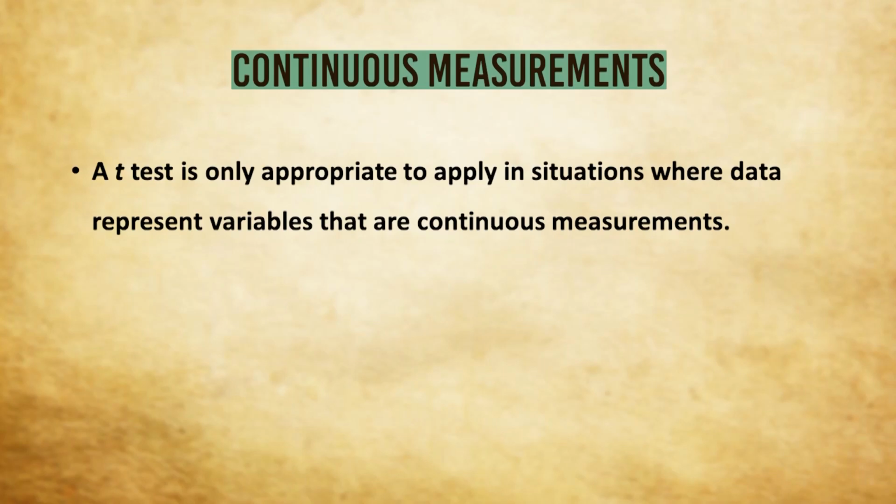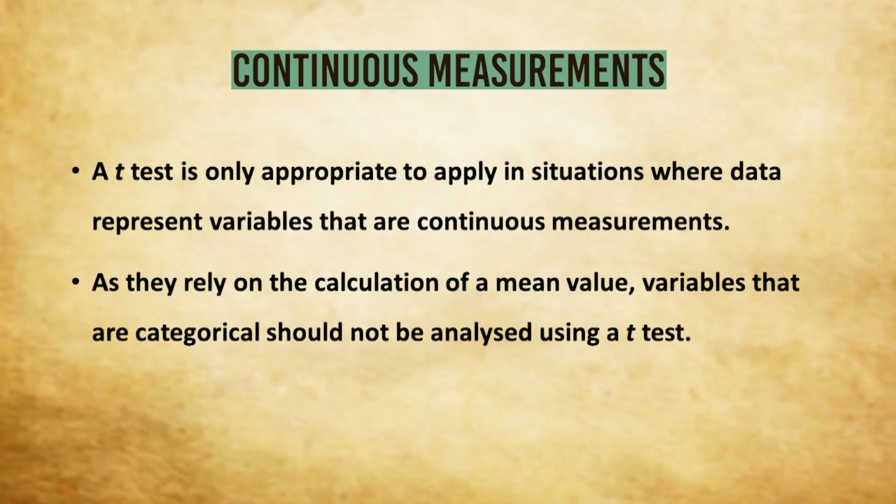A t-test is only appropriate to apply in situations where data represent variables that are continuous measurements. Now, as they rely on the calculation of mean value, variables that are categorical should not be analyzed using a t-test. Categorized means we can categorize a number of observations. Suppose we collect data on income. This income is a continuous variable, so we can use these income figures in a t-test. But if we categorize this income as, say, rich, moderate, poor, then they will not remain continuous variables. They will become categorical variables. So in such situations, we won't be able to apply a t-test.